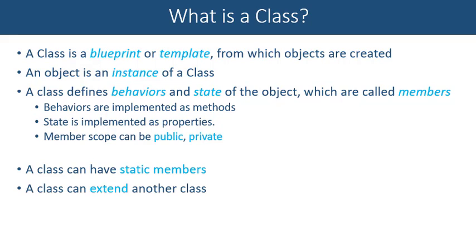A class can extend or inherit from another class. The class being inherited is called parent or superclass. All the public members of its superclass are inherited by the derived class.